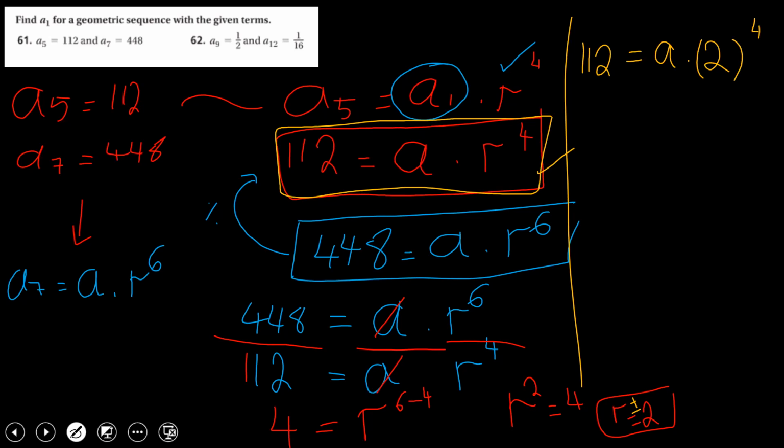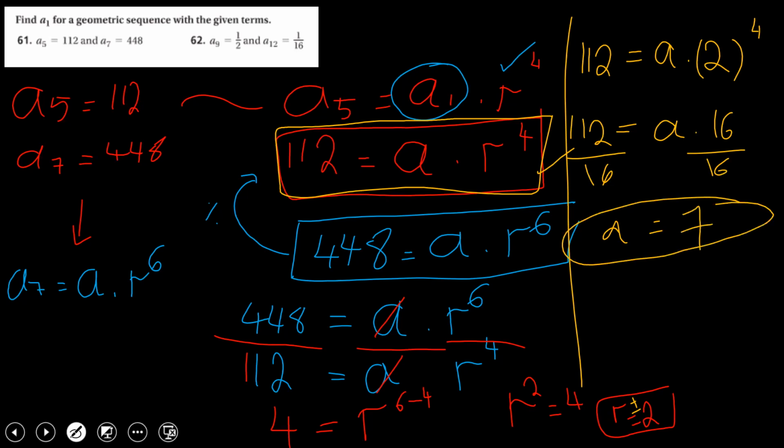For this example, I need a sub 1, but I now have r. So here I have now one unknown: 2 raised to the power 4 is 16. 16a equals 112. Divide by 16, divide by 16. So a now is 112 over 16, and the answer is 7. So this is the value of a, which is 7.